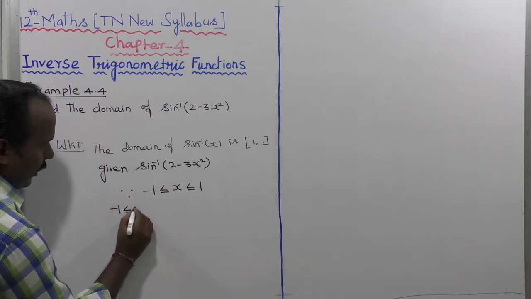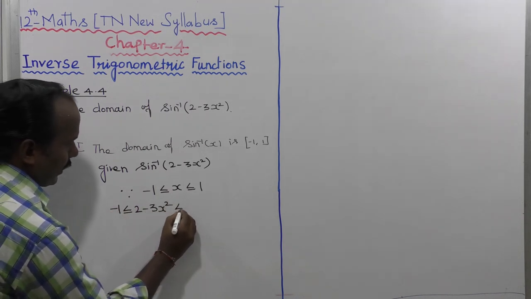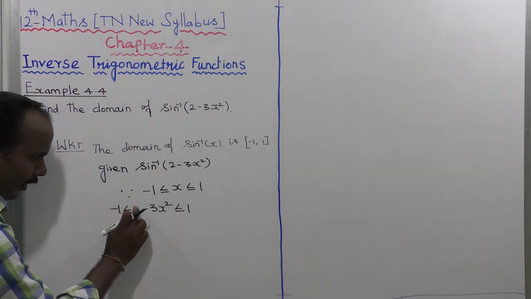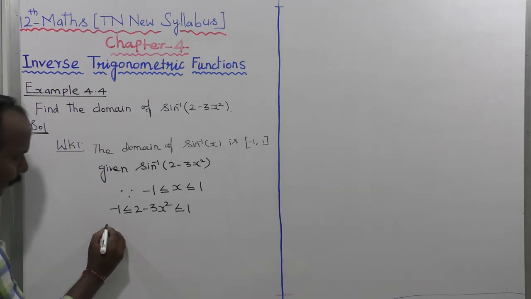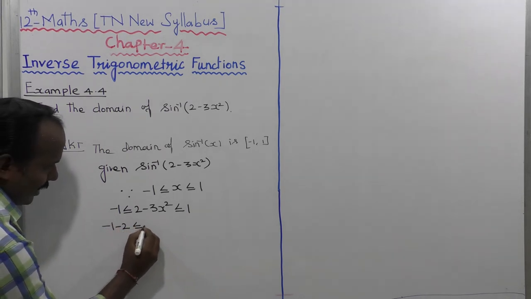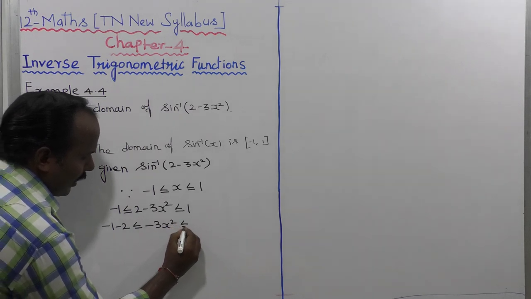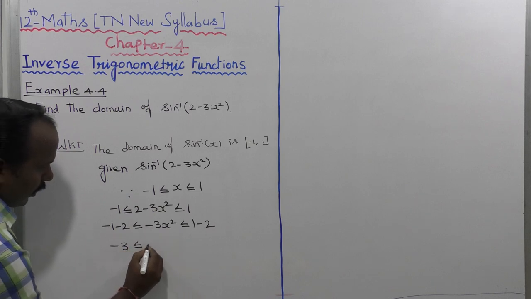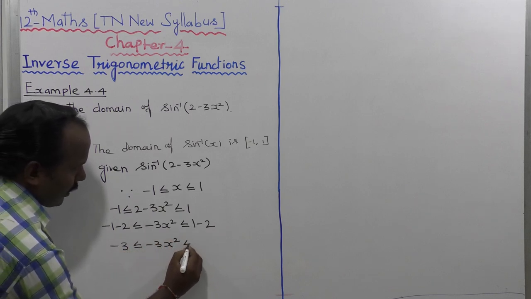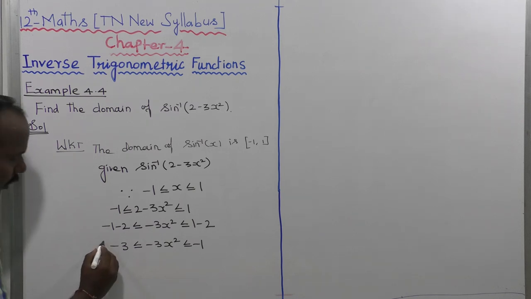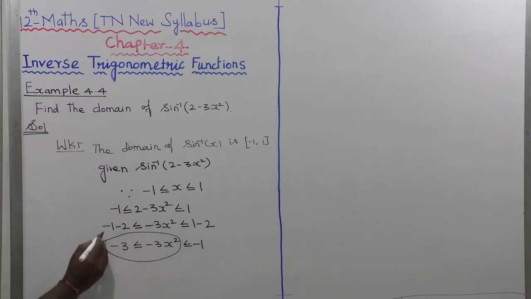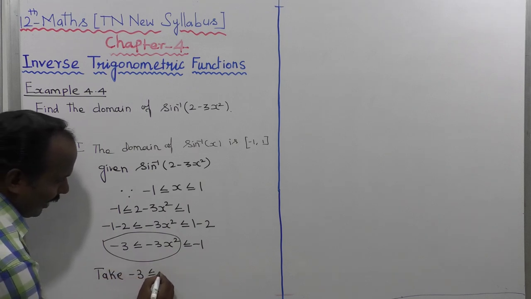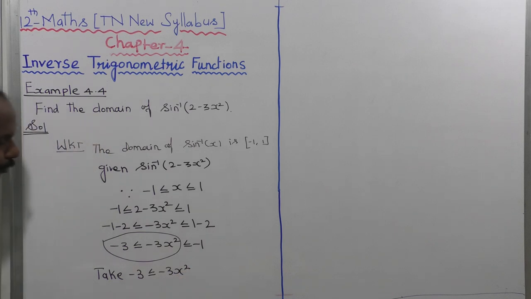So minus 1 is less than or equal to 2 minus 3x square is less than or equal to 1. Next, move the 2 from the middle to the left and right sides. So minus 1 minus 2 is less than or equal to minus 3x square is less than or equal to 1 minus 2. Next, minus 3 is less than or equal to minus 3x square is less than or equal to minus 1. First of all, let us take the first two terms: minus 3 less than or equal to minus 3x square.